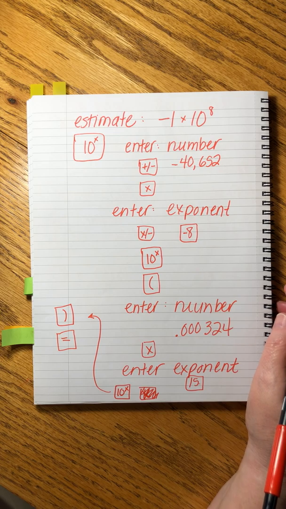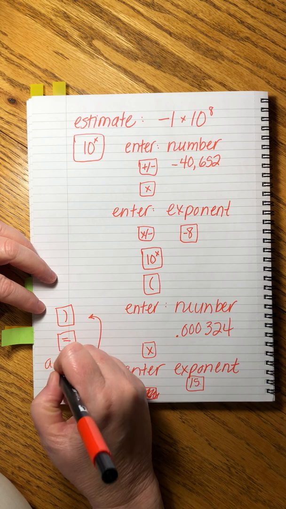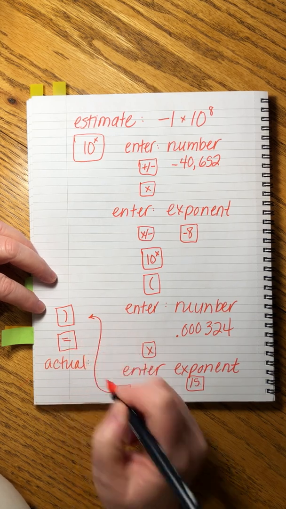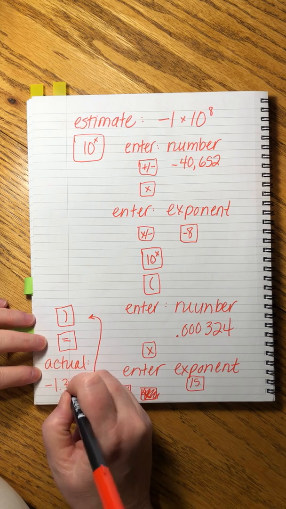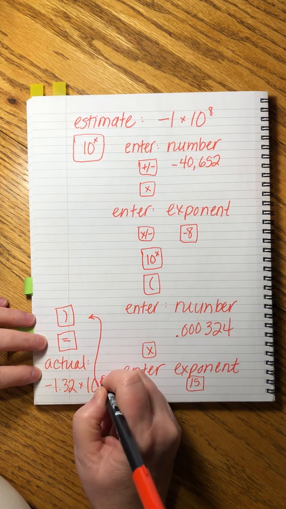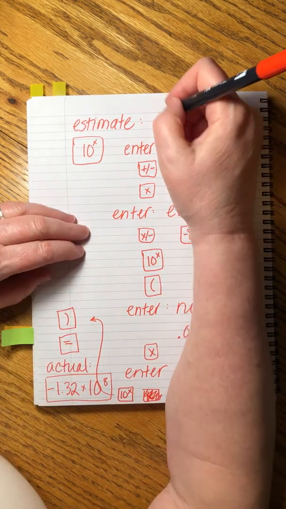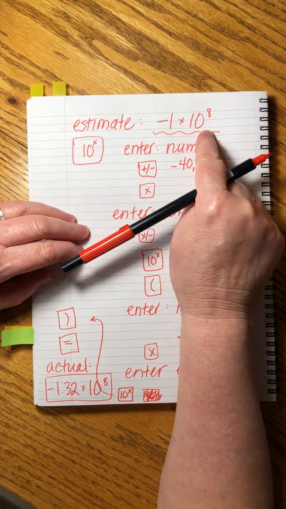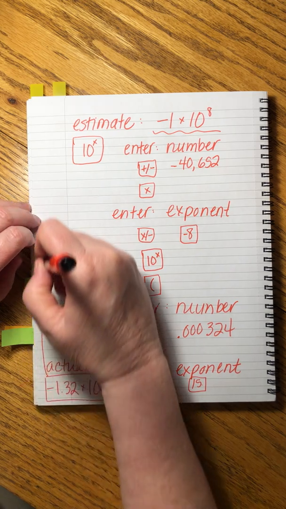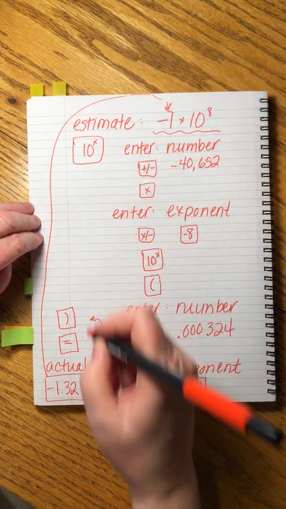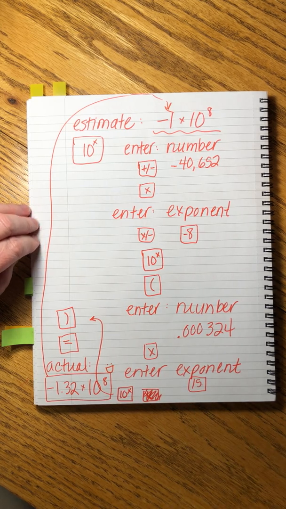If the gods are with you, you will get the actual answer of minus 1.32 times 10 to the 8th. And if you compare it to our estimate, minus 1 times 10 to the 8th, you will see that is pretty darn close, isn't it? So that gives us a giant smiley face, bigger than usual, okay?